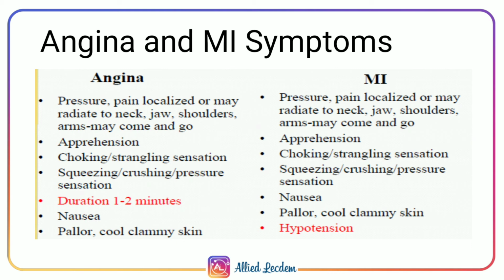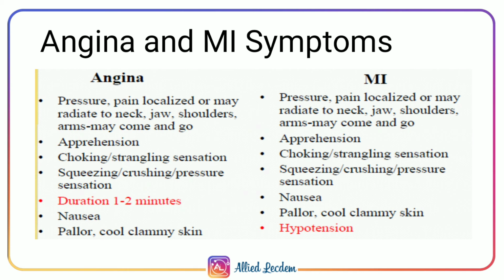Angina and myocardial infarction symptoms. The angina symptoms are pressure, pain localized or may radiate to neck, jaw, shoulders, arms, may come and go, choking or strangling sensation, apprehension, squeezing or crushing or pressure sensation, and duration is 1 to 2 minutes, nausea, pallor, cool, clammy skin.